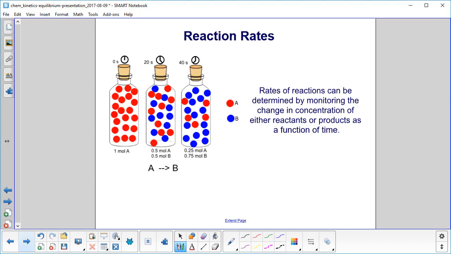Rates of reaction can be determined by monitoring the change in concentration of either reactants or products as a function of time. So you can see the times up here, 0 seconds, 20 seconds, 40 seconds. And here you have 1 mole of this A type of compound, element, whatever. And then it starts turning into B, and those are the blue ones. And then you have some A left and some B. And notice 1/4 of it is A, 3/4 of it is B. So you monitor that change and we can come up with reaction rates.